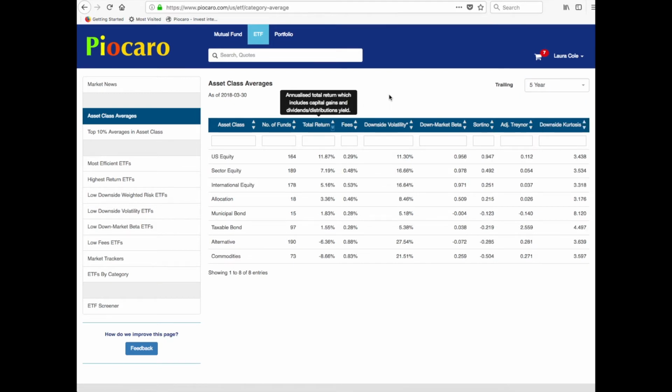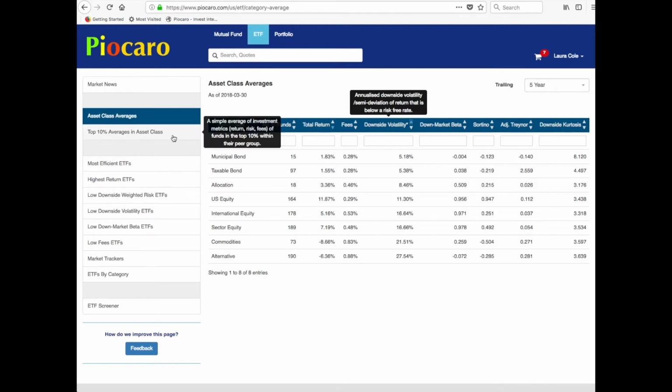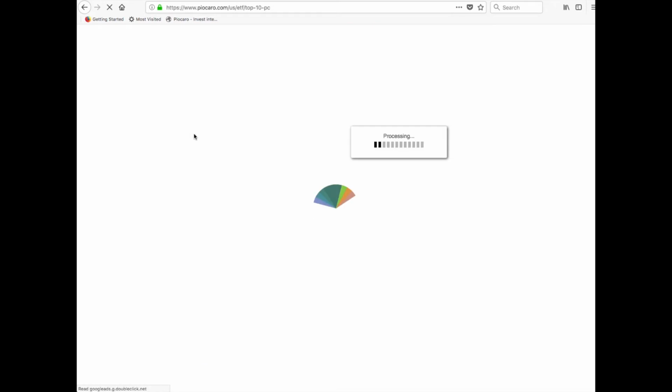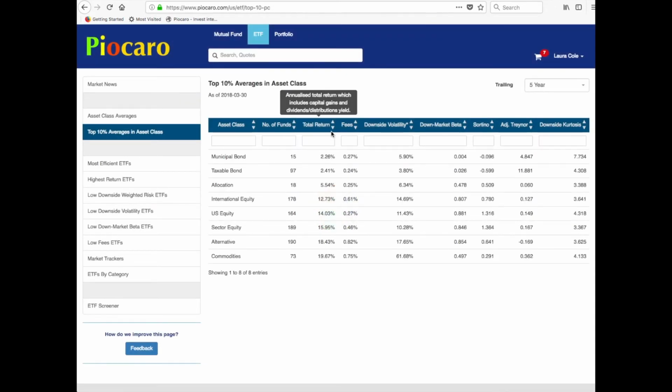This shows me the US equity as a group, on average, has been performing very well in the past 5 years compared to other groups. If we sort this by downside volatility, the muni and taxable bonds are the least risky assets compared to others. Next up is the top 10 averages. This shows you the average within the top performers of each asset class and how those compare with other asset classes. Both asset class averages and top 10 averages give you a good sense of how each asset class has performed.